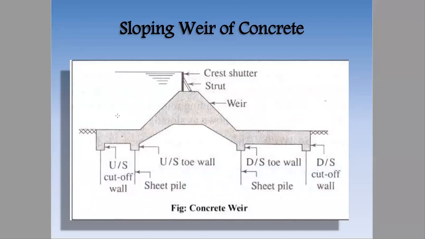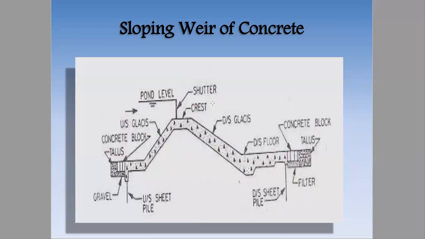We already discussed that this is upstream cutoff wall and this is downstream cutoff wall. This is upstream toe wall, this is downstream toe wall, and this is seat pile. Here it is crest shutter, and this is strut to support the shutter.